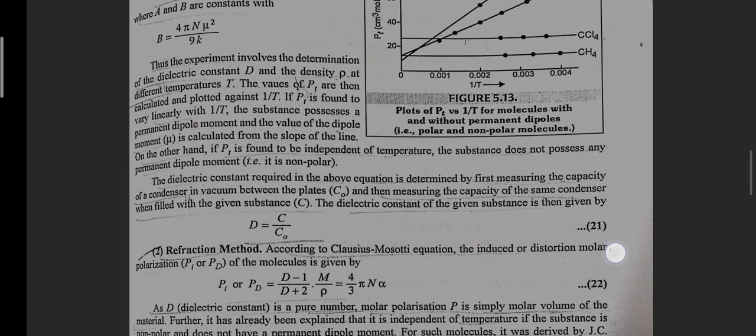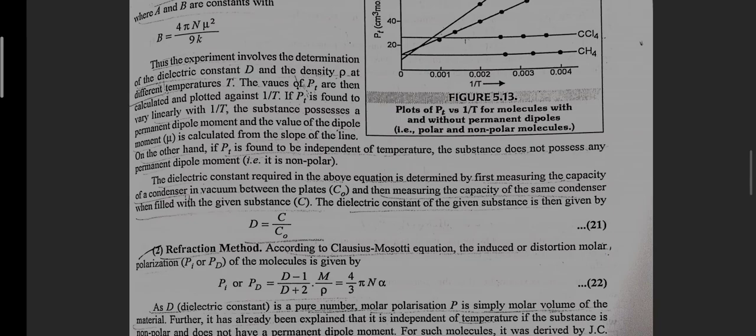The values of Pt are then calculated and plotted against 1 by T. If Pt is found to vary linearly with 1 by T, the substance possesses a permanent dipole moment, and the value of the dipole moment is calculated from the slope of the line. On the other hand, if Pt is found to be independent of temperature, the substance does not possess any permanent dipole moment, that is, it is nonpolar.